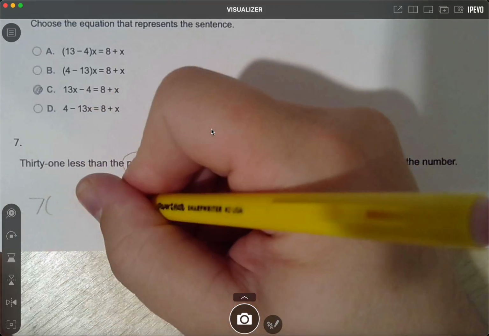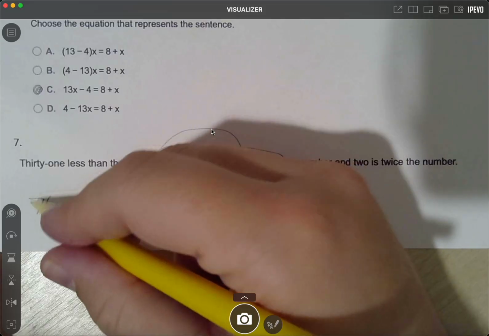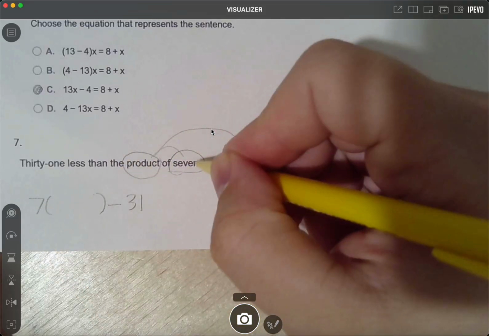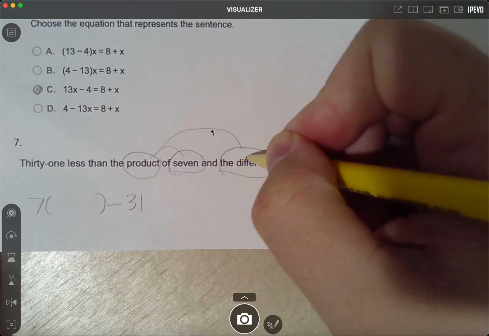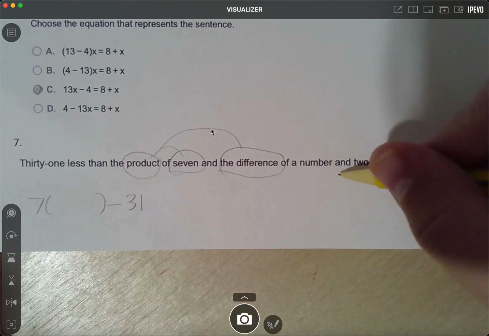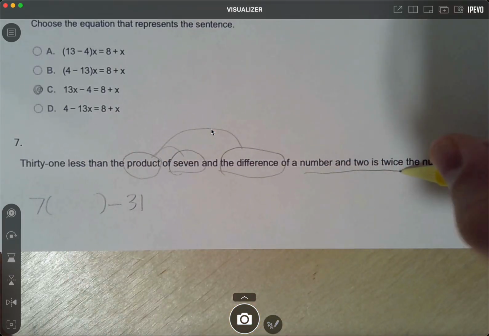You know what it sounds like? It sounds like I need parentheses because it's 7 times some sort of difference, multiplying because it's a product. And what is that difference? A number and 2.